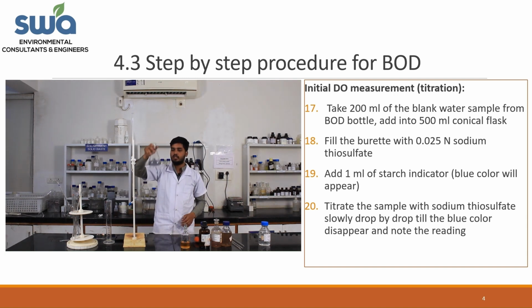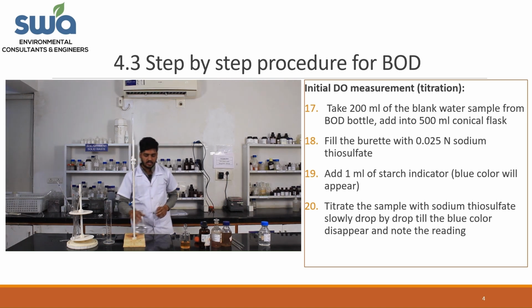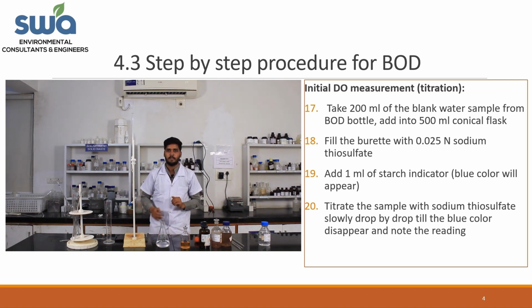So as you can see, the color has disappeared. Whenever the color disappears, stop the titration and note the reading. The reading for this titration is 7.8 ml. You can see the calculation on your screen.